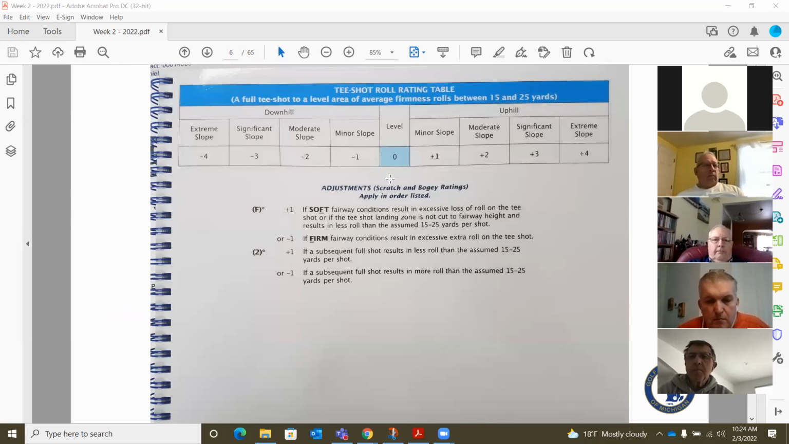So again, I just want to reiterate that when we look at these -1, -2, -3, and 4, and all these 1 to 4 values, we're looking at the tee shot. Now we get into the subsequent or second shots, but it still needs to be a full shot. Then we're going to put this 2 adjustment.